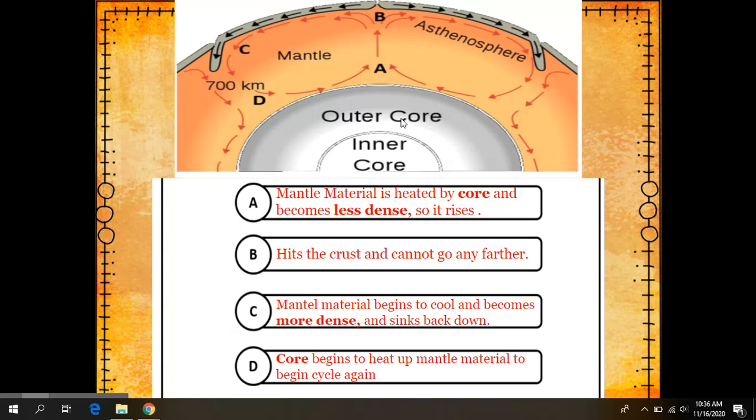Really, you need to know that density and temperature are the two biggest things that are going on, because of the temperature and density at point A, point B, point C, point D.